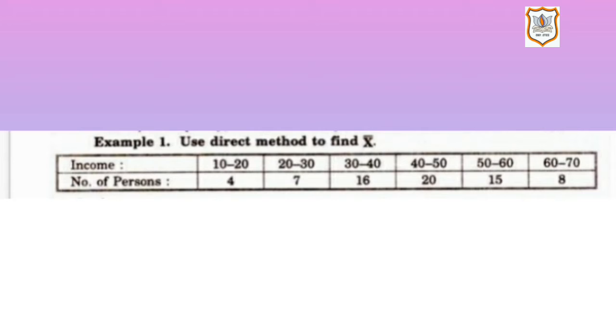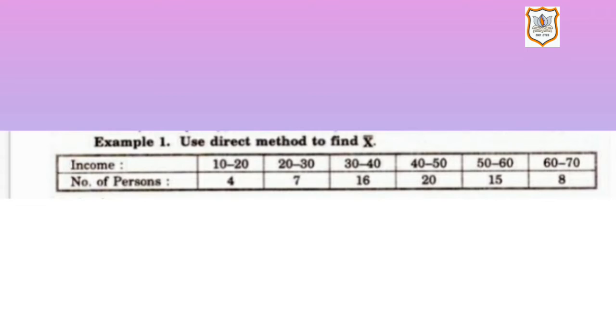The question gives incomes and number of persons. Income is 10 to 20, 20 to 30, 30 to 40, 40 to 50, 50 to 60, 60 to 70. These are class intervals. And number of persons, that is also called frequency, is 4, 7, 16, 20, 15, 8.